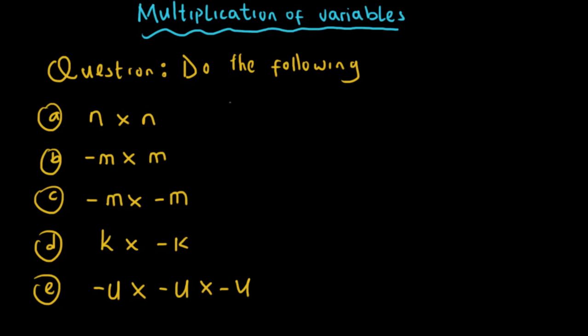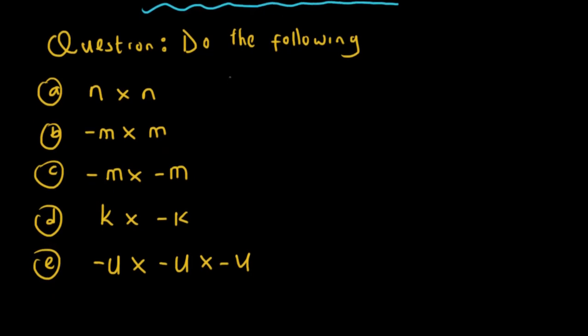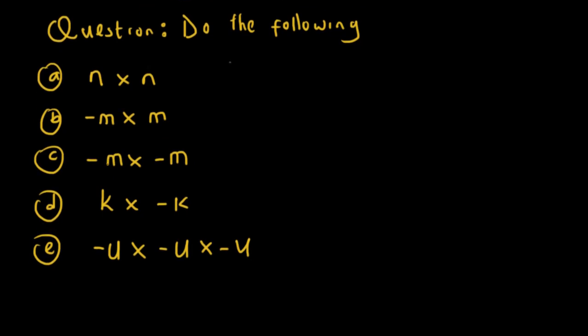Alright, so we have these questions. Let's start with A. Remember, the first thing to do, as long as the coefficient is either 1 or minus 1, is to take note of the sign. Now, what's the sign of n? Plus. What's the sign of n? Plus. So we have plus times plus, which gives us plus. Now, n times n will give us n squared. Do you understand? The same way 2 times 2 will give us 2 squared, n times n will give us n squared.